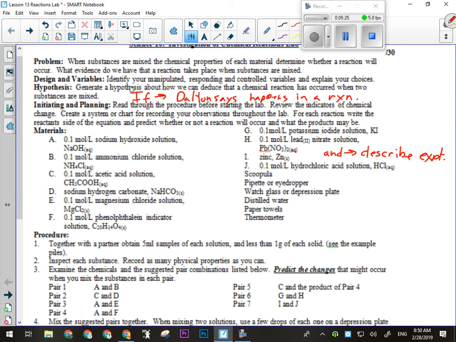Okay, remember that the "and" part describes the experiment. That's going to be pretty straightforward, right? Different pairs of reactants are going to be combined in order to observe reactions. That's essentially the "and" part of this hypothesis. That's what we're doing.